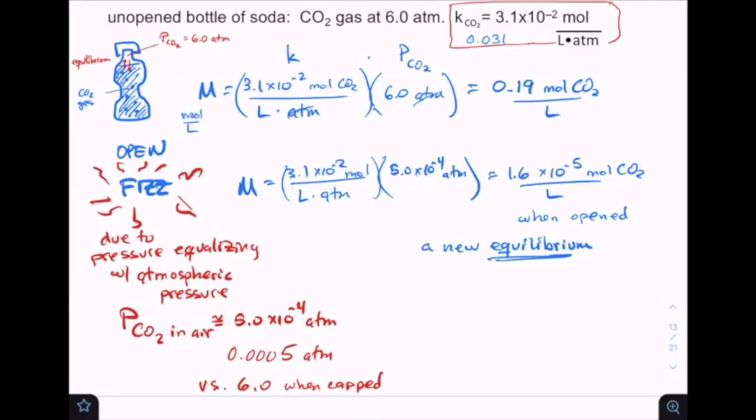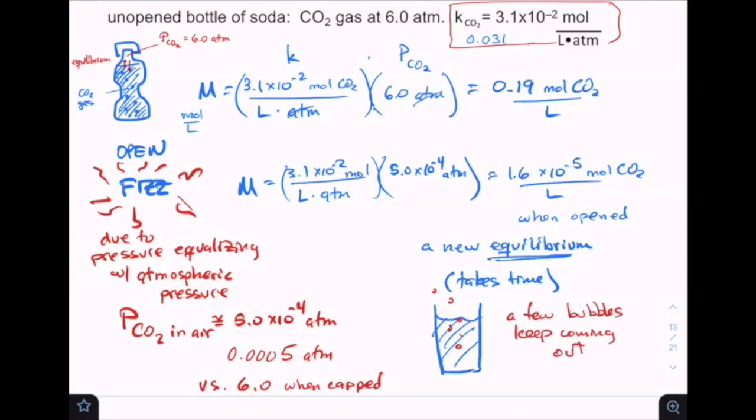And that will keep on happening because we've changed the partial pressure of carbon dioxide above the liquid, and this new equilibrium is being established. And as it's going towards that new equilibrium, we're slowly getting more and more gas coming out of the solution. But it's not all at once. It takes time. And during that time, in your glass, you're still going to see a few bubbles always coming out because we're establishing a new equilibrium due to this change in partial pressure. But if you wait long enough and come back, that new equilibrium has been established and you have a whole lot less carbon dioxide in the liquid, and so you drink the soda and it tastes flat.